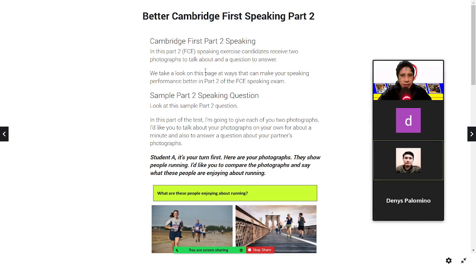Okay, so in this part, the FC speaking exercise, candidates receive two photographs.